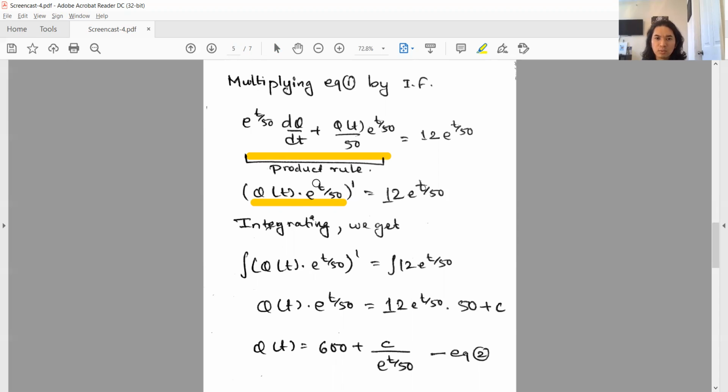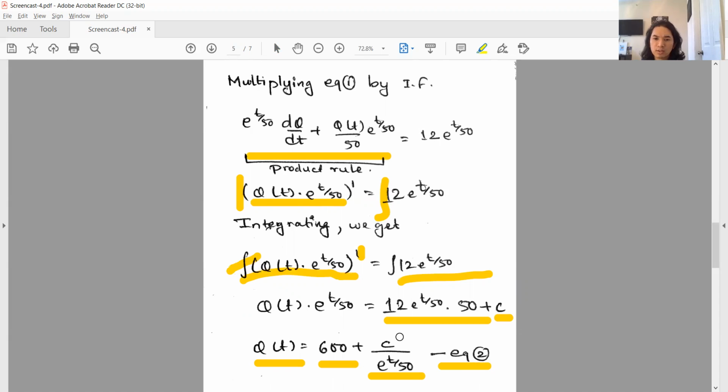So when we solve it, we get this simple equation, and after that we integrate both sides and we get this equation right here. After the integration the derivatives get cancelled, and we get this value and the constant c. So finally we are left with q(t) equals 600 plus c over e to the power t over 50. Let's call this equation 2.